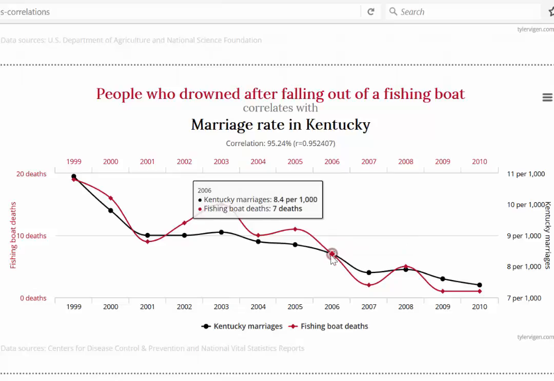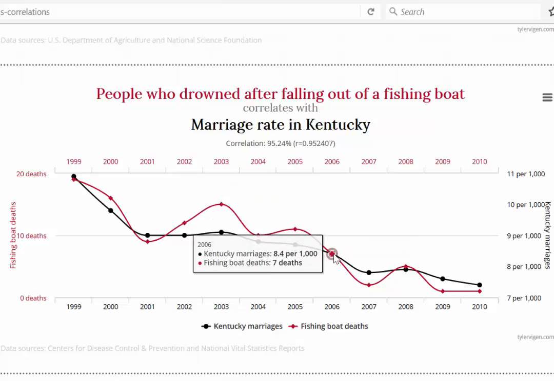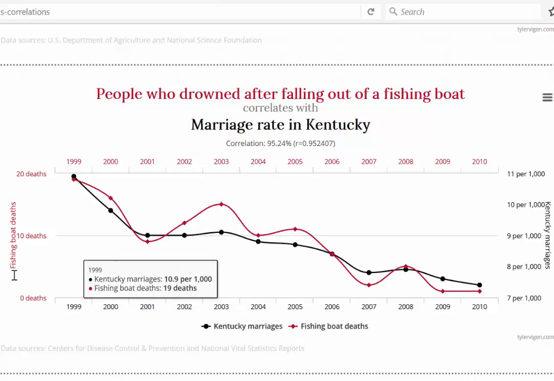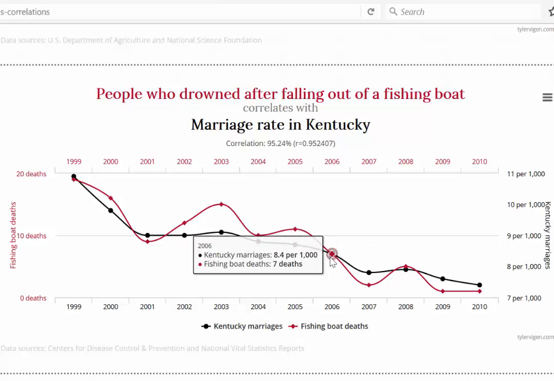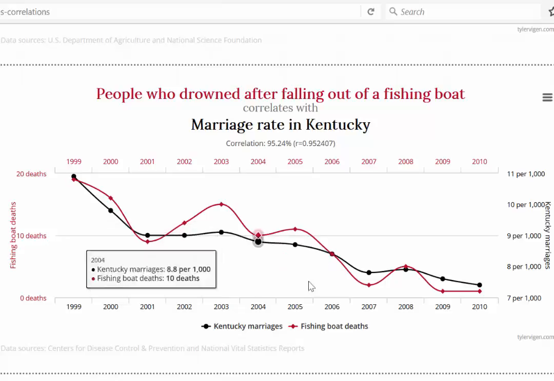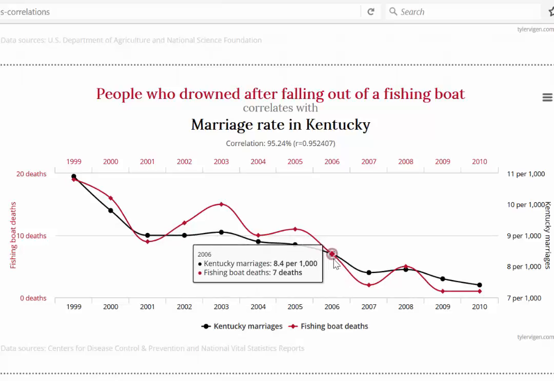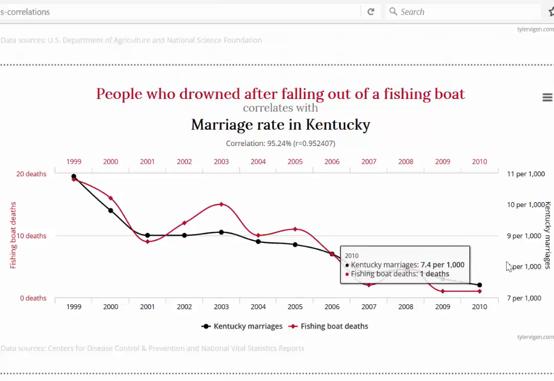At first when I was looking at this, I thought, well, that's weird. It looks like they're on the same point. Why is one of them 8.4 and one of them 7? So notice they have the vertical scale for fishing boat deaths over on this side and the Kentucky marriage rate over on this side. So that's why it looks like they're on the same Y value, but the fishing boat is 7 because if you go over this way, you're between 0 and 10. And the Kentucky marriage is 8.4. Yeah, you're between 8 and 9.